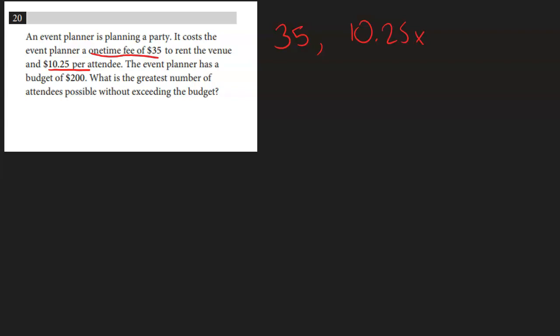And they have a budget of $200. So they're going to want to spend less than or equal to $200. What is the greatest number of attendees possible without exceeding the budget? All right, so we can make this into an equation. We know it's going to cost us $10.25 per person, and we're going to have to pay a $35 fee in the beginning, and we're going to spend less than or equal to $200.